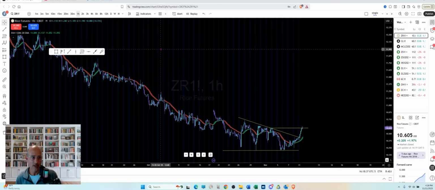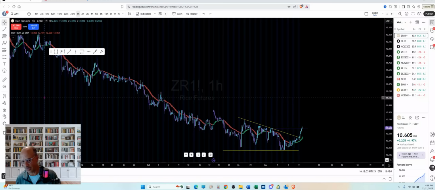So let's pretty much, like I said, we're going to spend most of the time here on TradingView. And let's go into rice first. And I mentioned this in the video this morning. The indicator on here is a Heiken Ashi Smooth. Now, I'm not going to rehash what Heiken Ashi is.